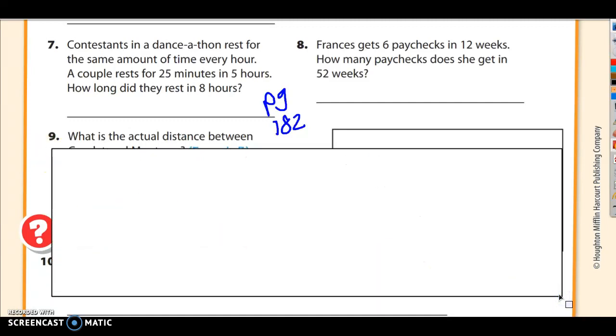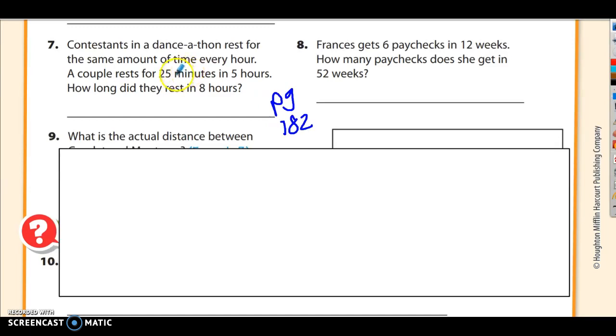Number 7 reads, contestants in a dance-a-thon rest for the same amount of time every hour. A couple rests for 25 minutes in 5 hours. How long did they rest in 8 hours? So our two different terms here, our units, are going to be minutes and hours. They're going to rest for 25 minutes in 5 hours. How long did they rest for in 8 hours? So make 8 hours be your second term.